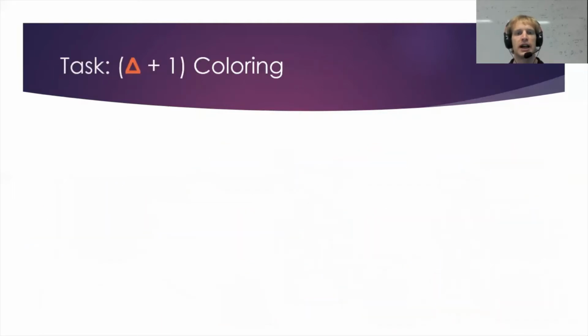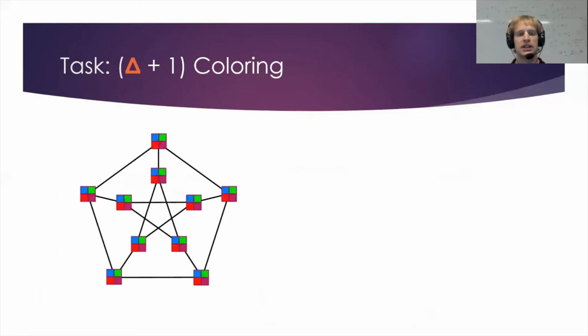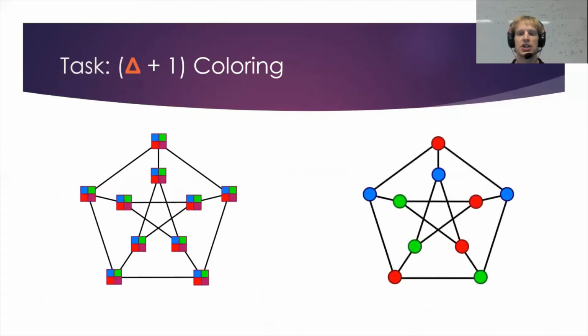So the problem we're going to be looking at is a classic one of Δ+1 coloring. We have our input graph, and for each node of the input graph, we have a choice of colors. And to solve the problem, our output needs to assign each node a color such that no edge has both its endpoints colored the same, so a proper coloring.